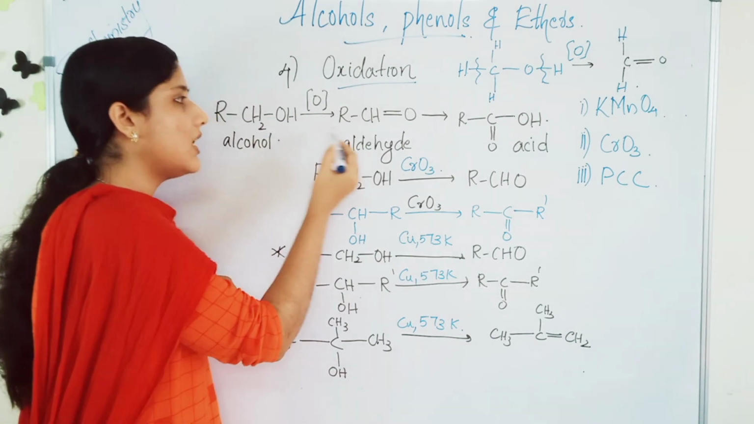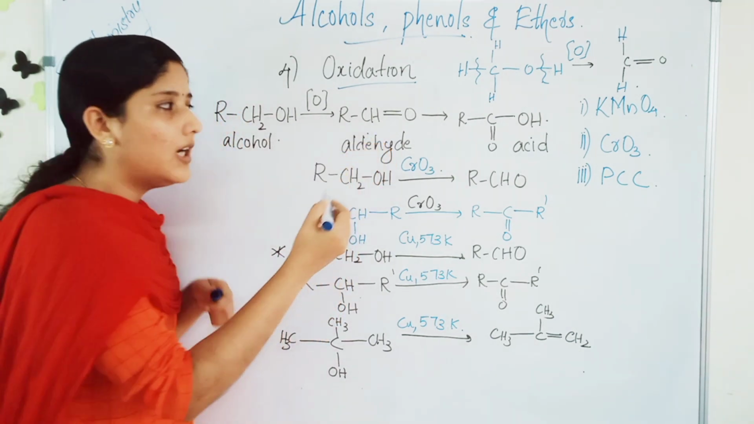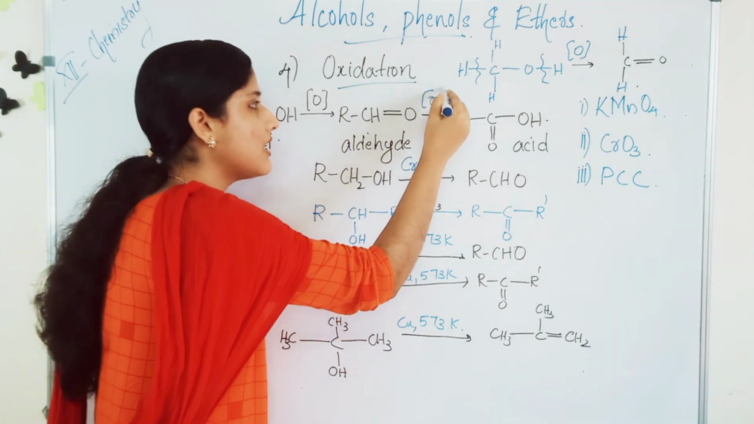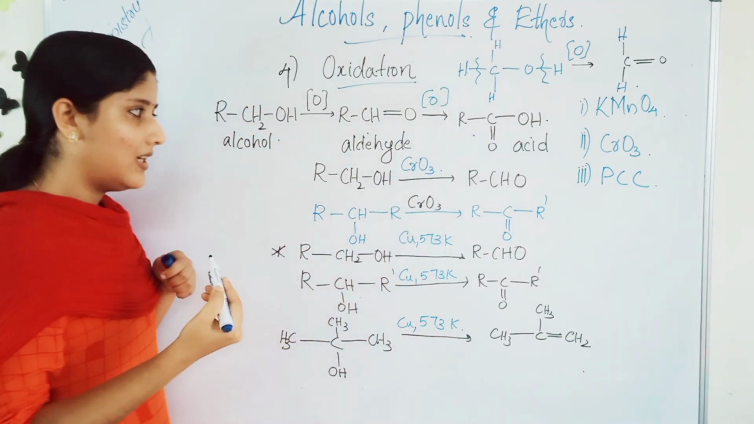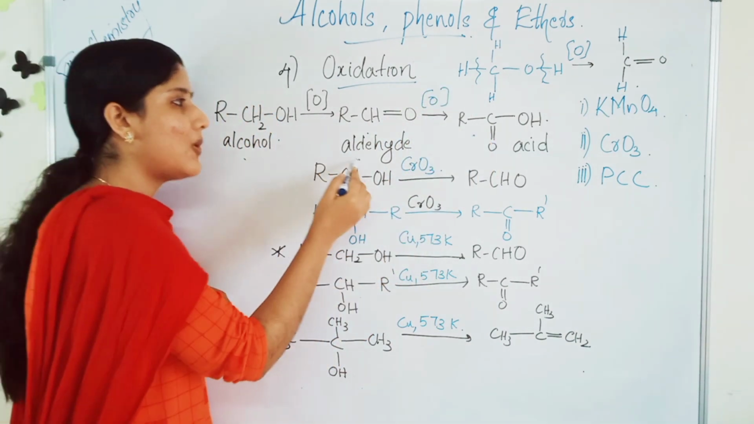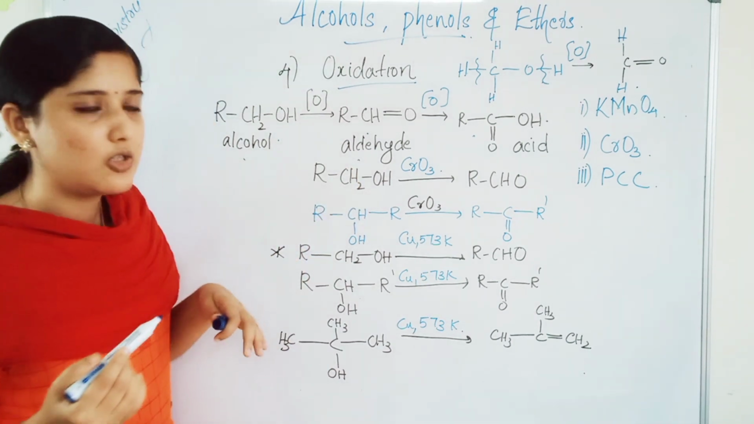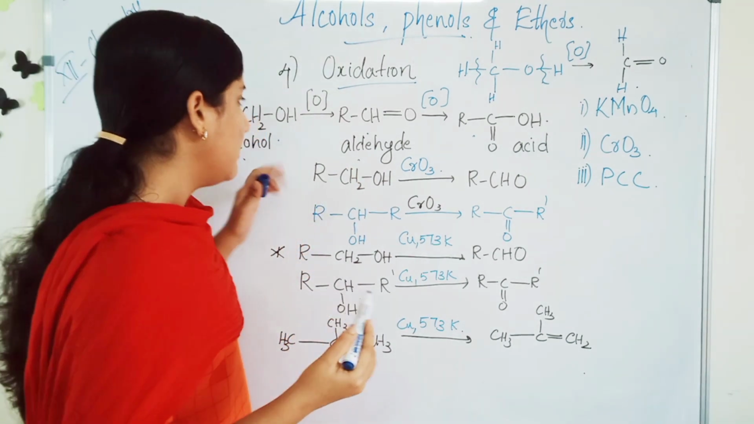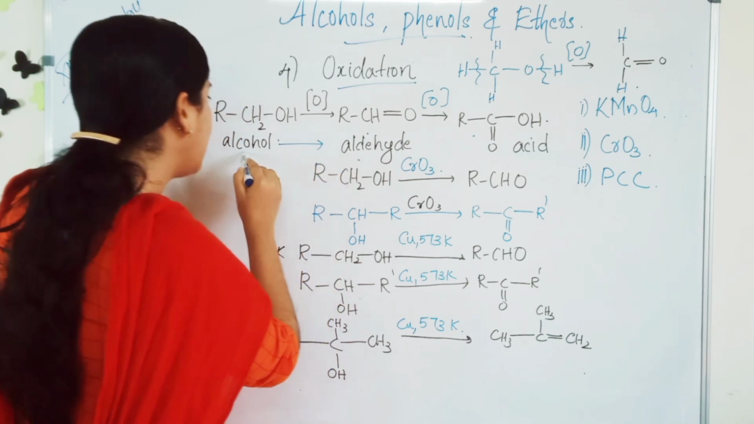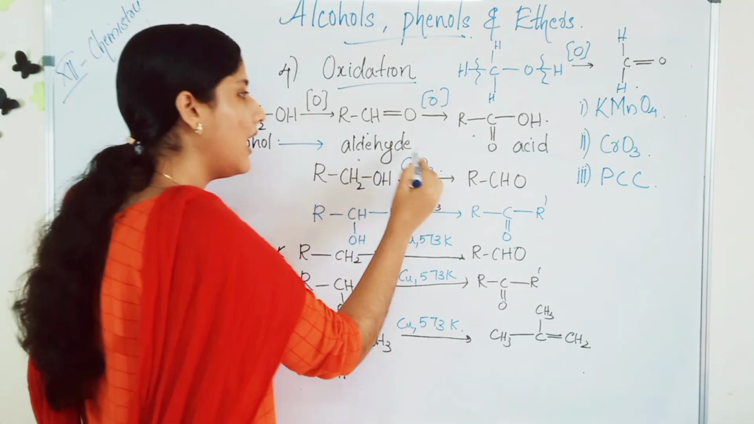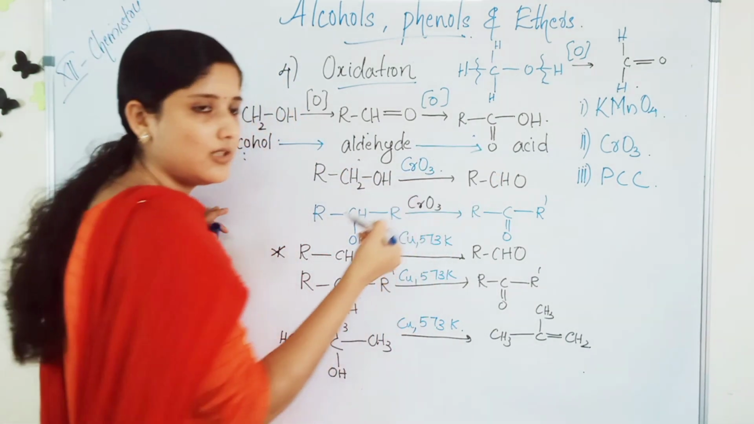Alcohol oxidizes to aldehyde. When this aldehyde further oxidizes, we will get what? An acid. Alcohol oxidizes to aldehyde and aldehyde oxidizes to an acid. That is the first thing that you need to know. Alcohol oxidizes to aldehyde and aldehyde oxidizes to acid.